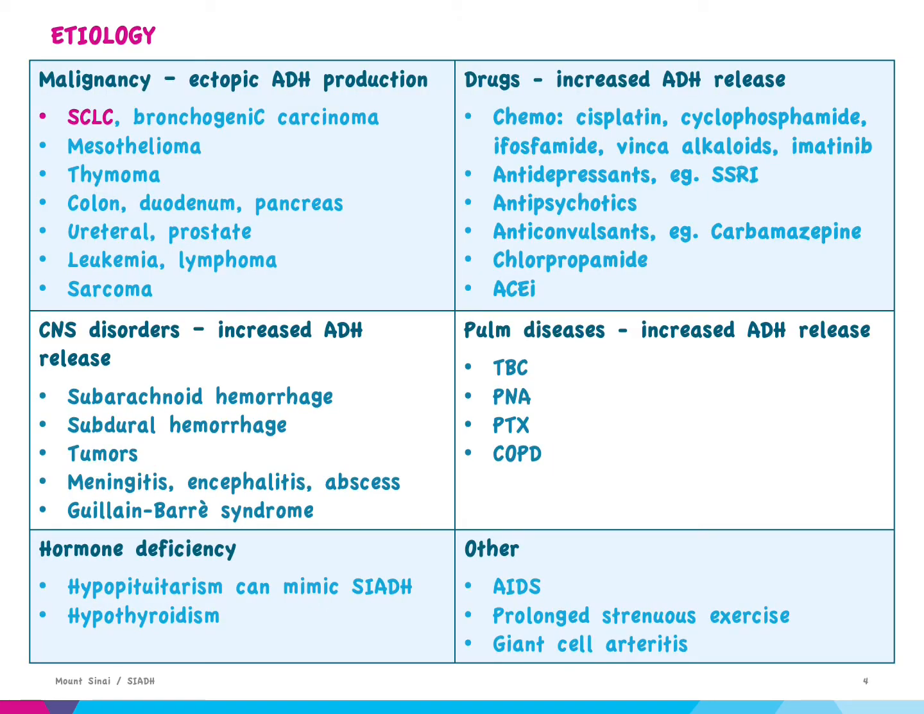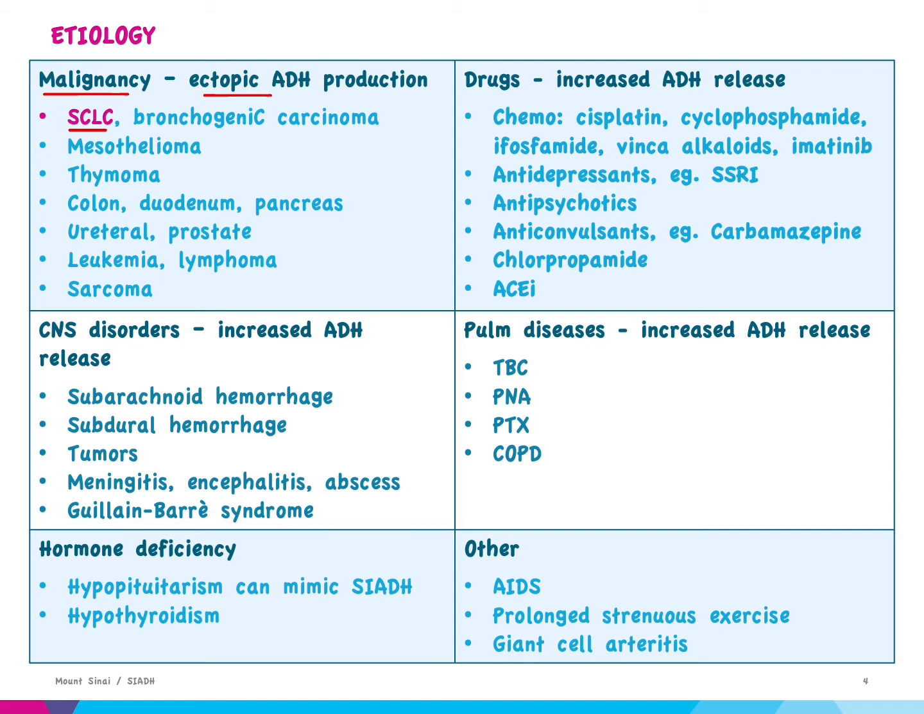Let's talk about the etiology of SIADH. Generally, the most frequent cause is malignancy, and this is because a lot of tumors can ectopically produce ADH. The most frequent one will be small cell lung cancer. In fact, up to 45% of patients with small cell lung cancer can have SIADH.